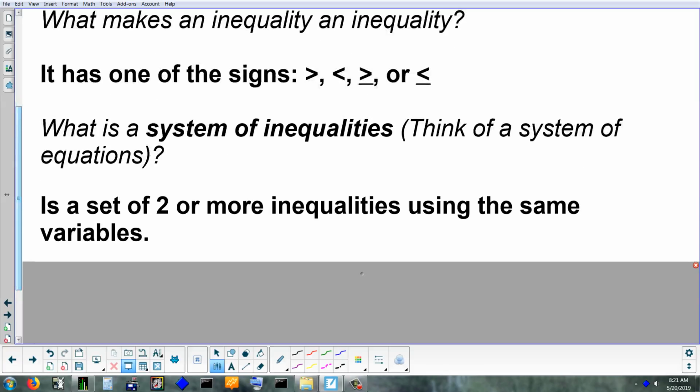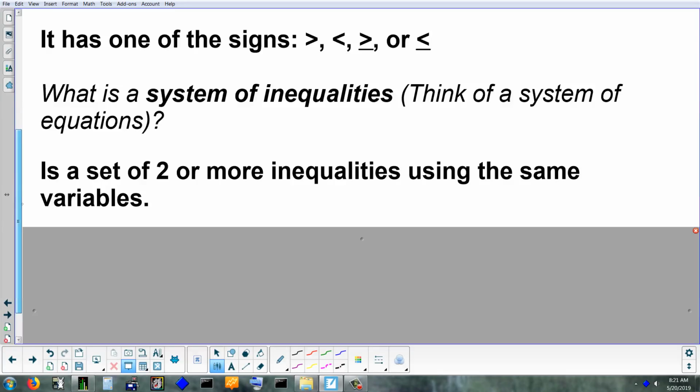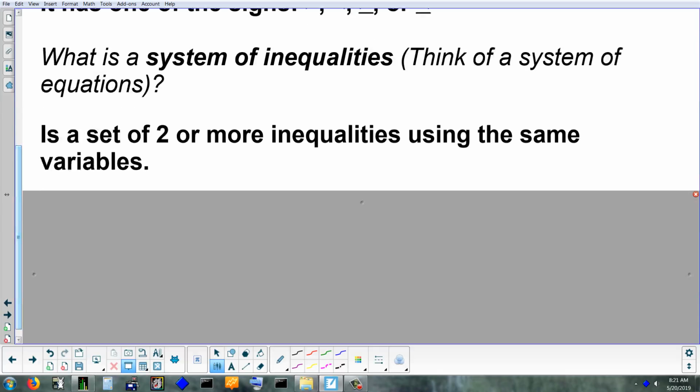Okay? So a system of inequalities is a set of 2 or more. I think most of the time it's going to be 2. I mean, it could be 3 or 4, but we're going to stick with 2 most of the time. And they use the same variables. So like if the first one uses x's and y's, so will the second one.